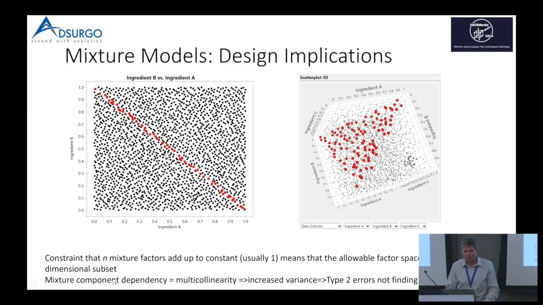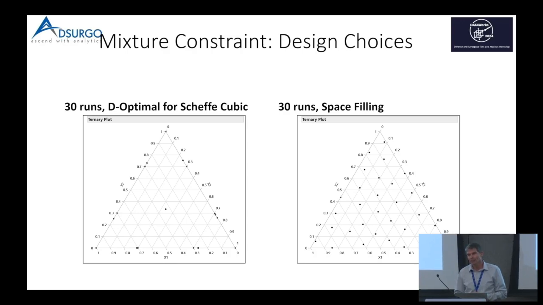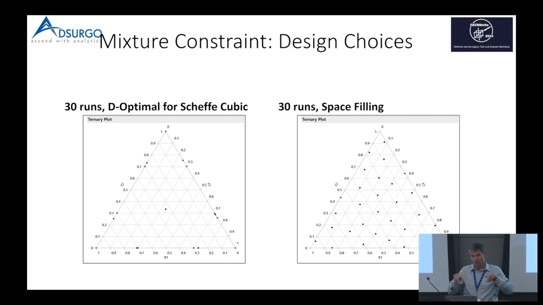So these mixture models by design have a lot of dependencies in them, and this makes us have to use some different analytical techniques for them. If you're creating a design, there are some very classic designs that are available to you. If you look at the design on the left here, you'll note that if you have three components, X1, X2, X3, that you're trying to blend together, a D-optimal design is more often than not going to put things on the edges.